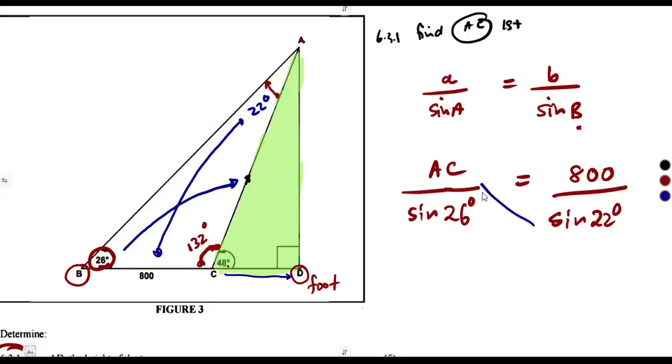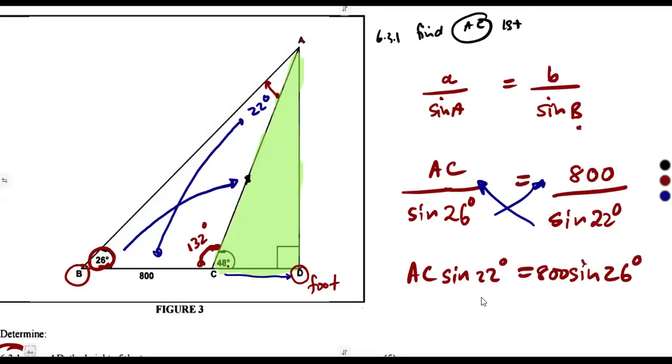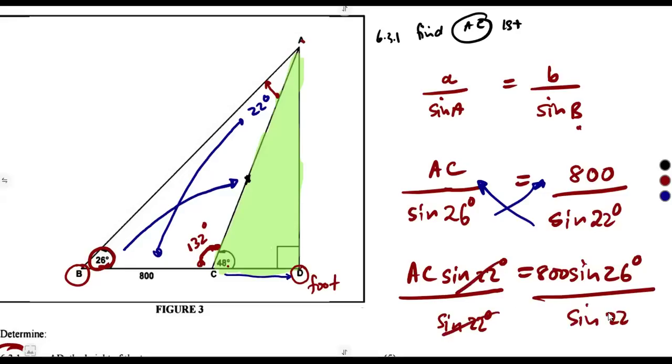So let's calculate our AC, guys. Simply cross multiply. AC sine 22 degrees is equal to, you multiply these two, that's 800, times the sine of 26 degrees. We want to find AC, so divide by sine 22 on both sides of our equation, so that this can cancel. So that's it.